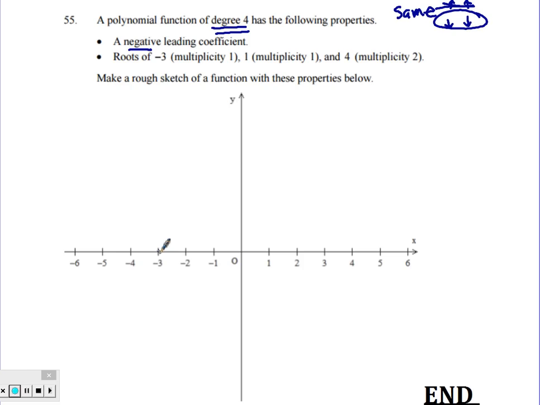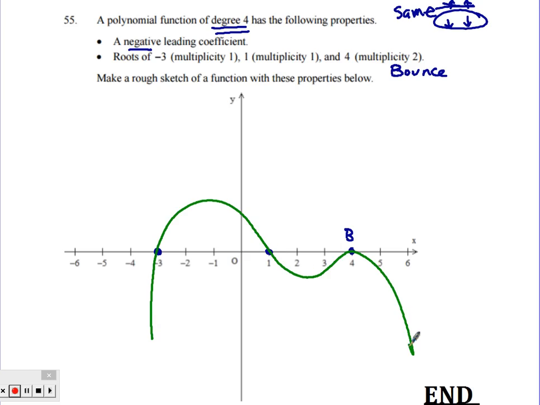So at -3, I'm going to put a root, and it's multiplicity 1, so it's going to go straight through. At 1, and that's a multiplicity 1, it goes straight through. And then at 4, there's a multiplicity 2, so it's going to bounce. All right, so I'm just going to write a little b here to remind myself that I am going to bounce when I hit that. Make a rough sketch of the function with these properties. All right, so I am going to start down, go through, and bounce. And that is a general sketch of my function.